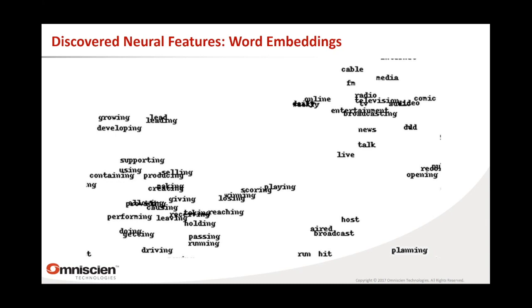But you see that words that are similar actually end up in a very, very similar representation. Growing, developing is close to each other. Words related to sport, like run and hit, are close to each other. Aired, broadcast are close to each other. So what these word embeddings seem to be doing in these middle layers, hidden layers of the neural network, is discover some semantic properties of words. Next slide.